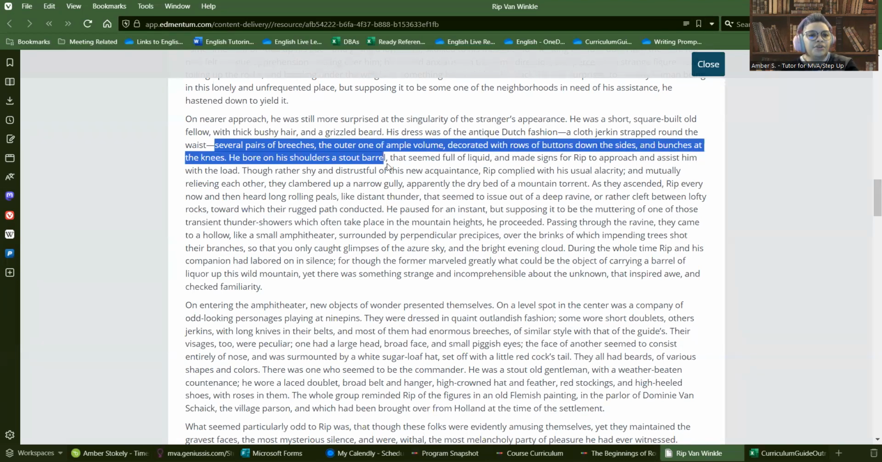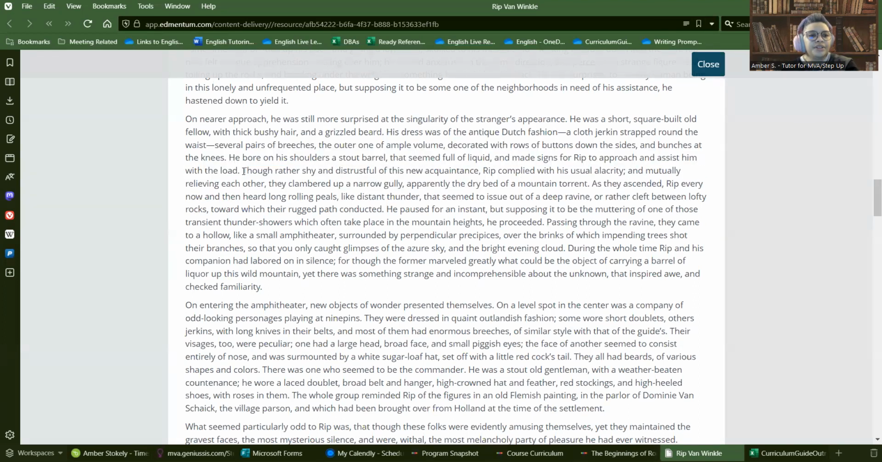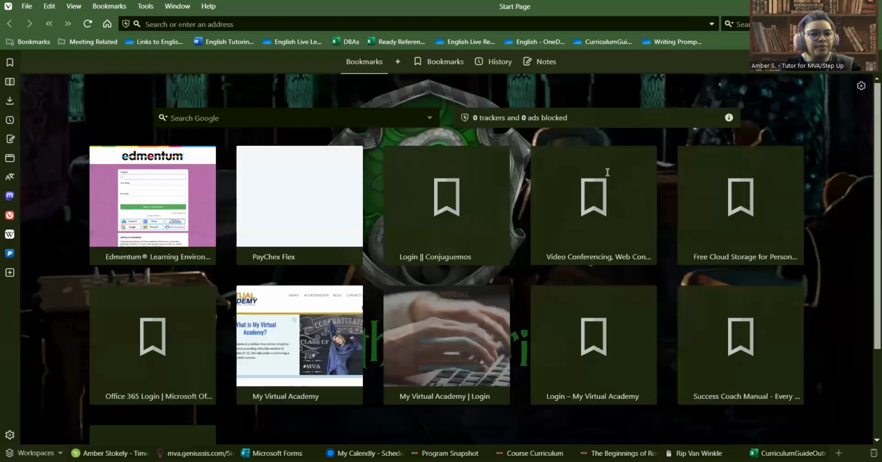He bore on his shoulders a stout barrel that seemed full of liquid and made signs for Rip to approach and assist him with the load. So he's signaling that Rip should help him. Though rather shy and distrustful of this new acquaintance, Rip complied with his usual alacrity. So alacrity is a word that we don't see very often. So we're gonna put it in and look it up as per usual.